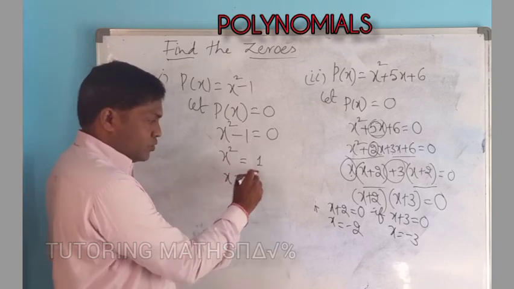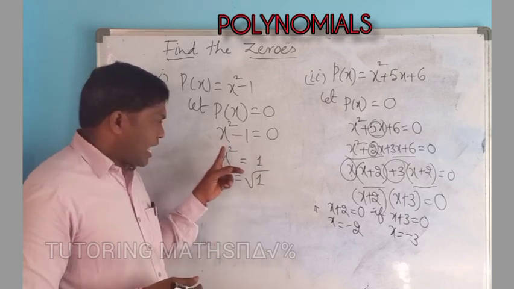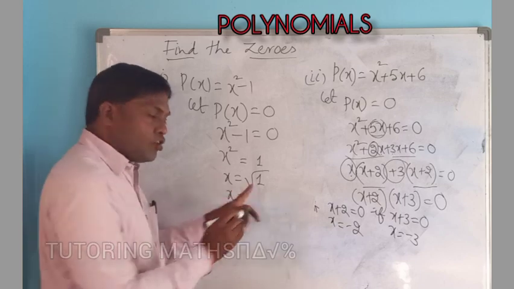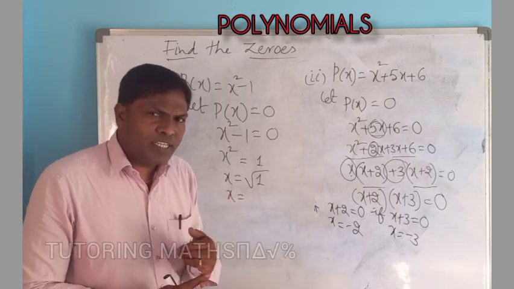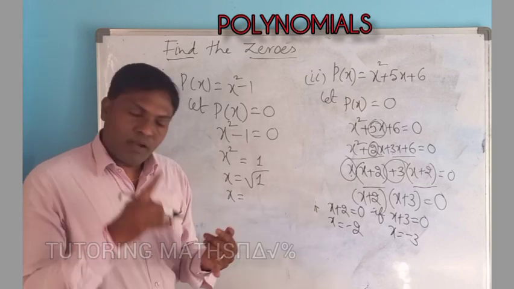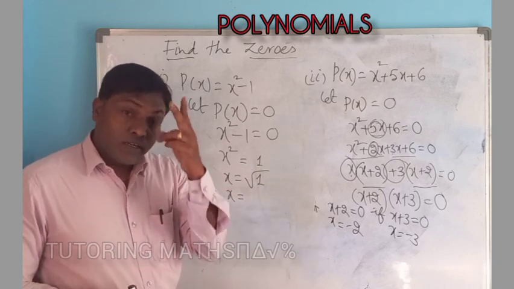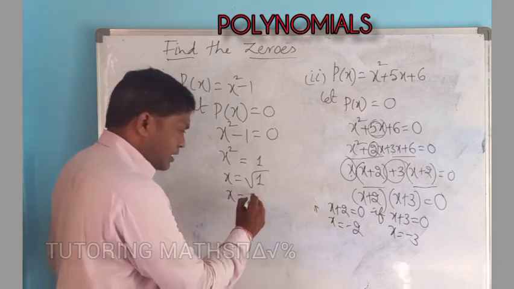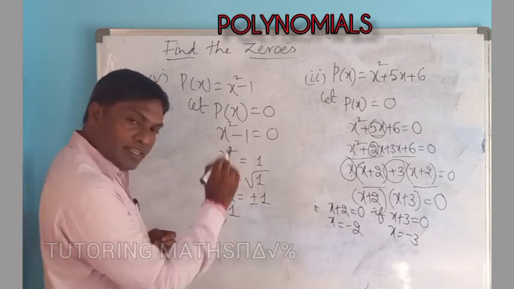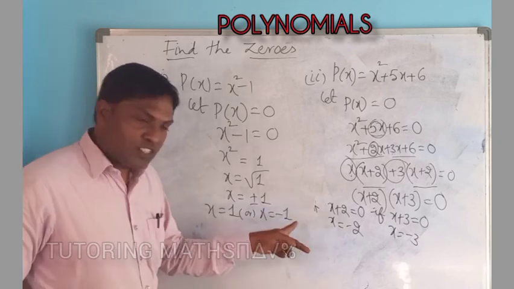Then x is equal to square root of 1. You know that if you cancel the square, then the RHS term will get a root automatically. Then what is the root value of plus 1? The root value of plus 1 is minus 1 into minus 1 is plus 1, and plus 1 into plus 1 is plus 1. This means for the root value of 1, we have two values, that is plus or minus 1. So x is equal to 1 or x is equal to minus 1.